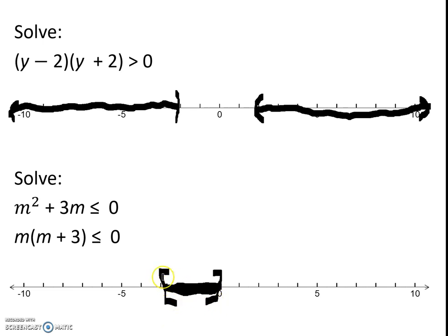Now, I used brackets because it was equal to. If you put a negative 3 in here, that goes to 0, and that does satisfy the solution. And if I put a 0 in here for m, that also makes this go to 0, and it satisfies the solution. So that's why we're using these brackets instead of the parentheses.